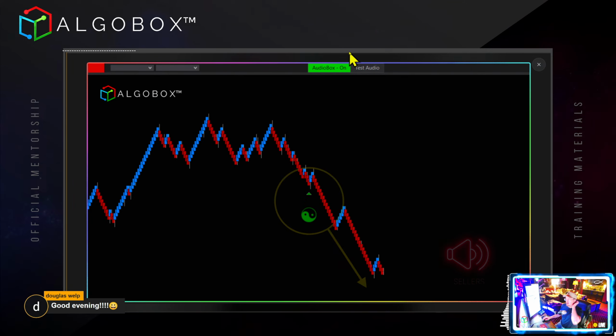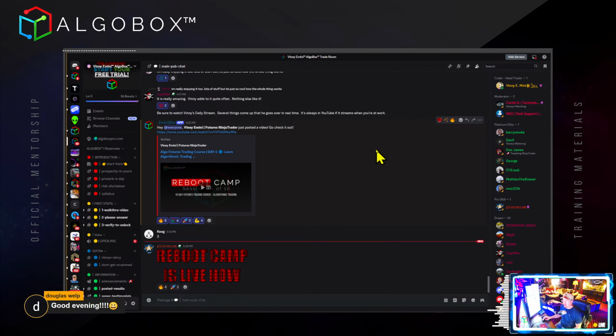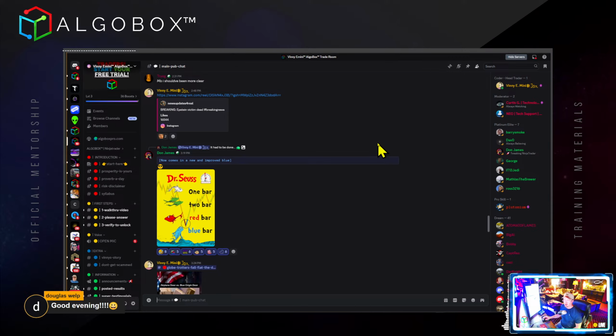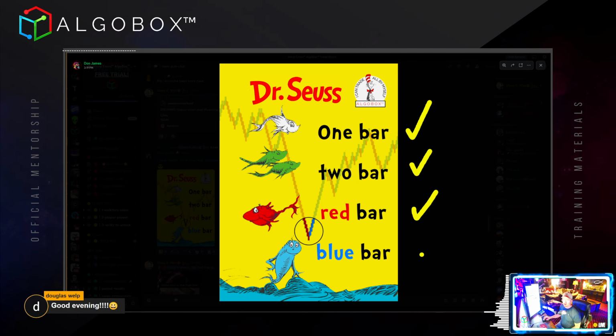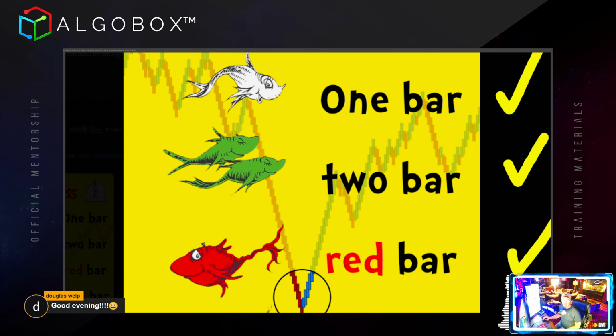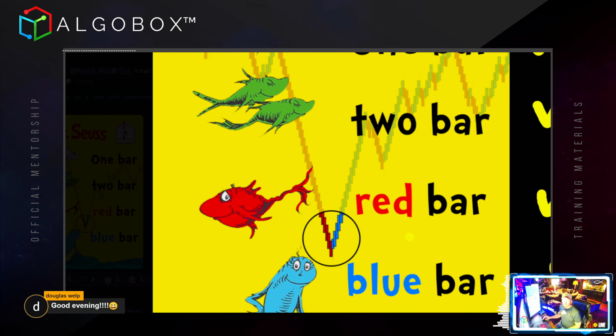I loved, we had an example there in the chat. One of our awesome members, there he is, Mr. Don James, drew this one up here. Absolute genius that he is. 1 bar, 2 bar, red bar, blue bar. So if you look very closely, the 1 fish, 2 fish, red fish, blue fish has now been converted, and our bars, I'm looking for that entry right there. So red to blue, going long, blue to red, going short.